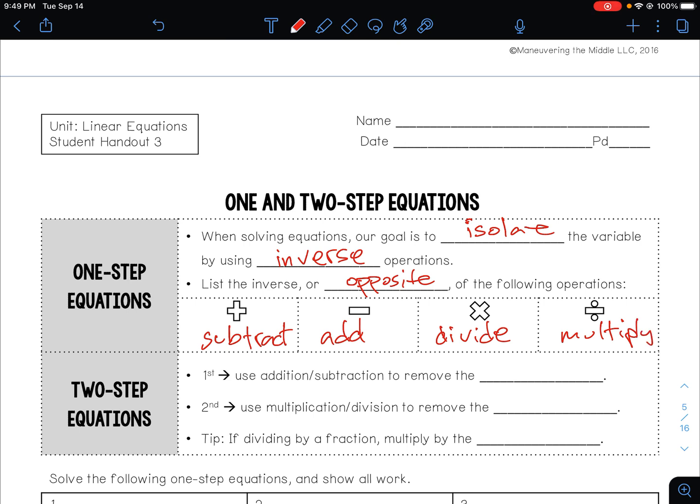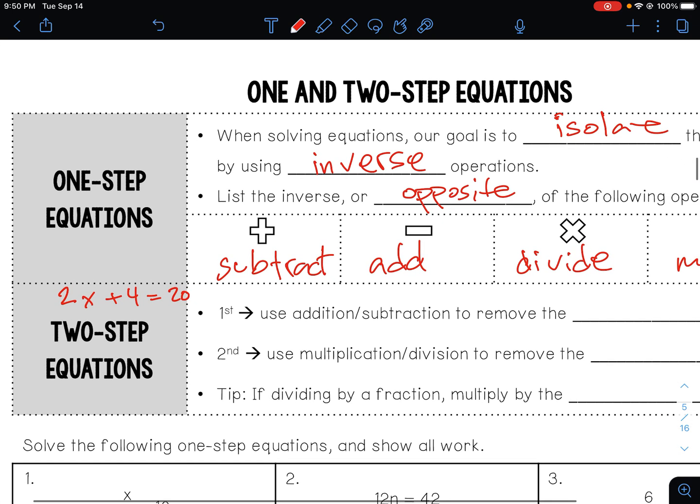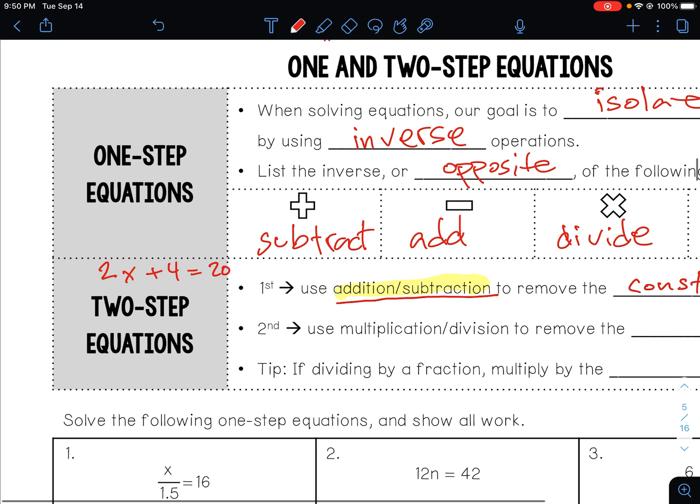All right, so when you have a two-step equation, let me give you an example. How about 2x plus 4 equals 20? That's an example of a two-step equation. The first thing is to use addition or subtraction first. You may want to underline that. Use addition or subtraction first to remove the constant. What is the constant? The constant is the plus 4. The 2x is not considered a constant.